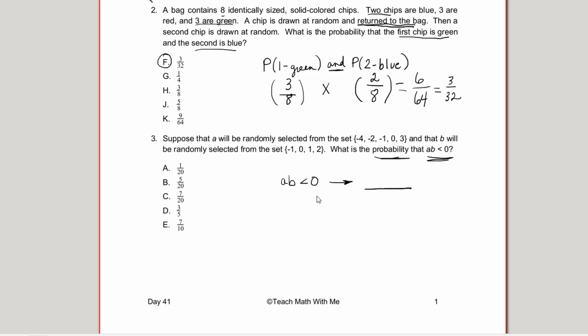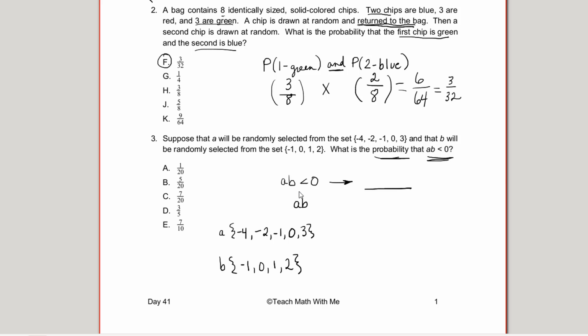We have a numerator and a denominator. The denominator is the entire sample set of A times B. So first of all, we look at our two different sets. We have the set A, which is composed of -4, -2, -1, 0, and 3. And then we have set B, which is composed of -1, 0, 1, and 2.